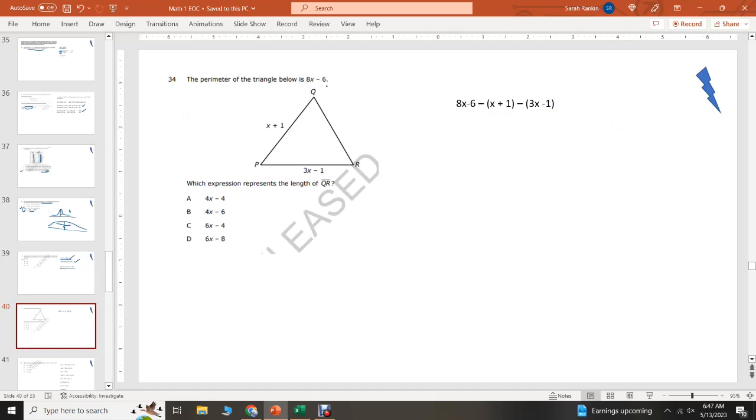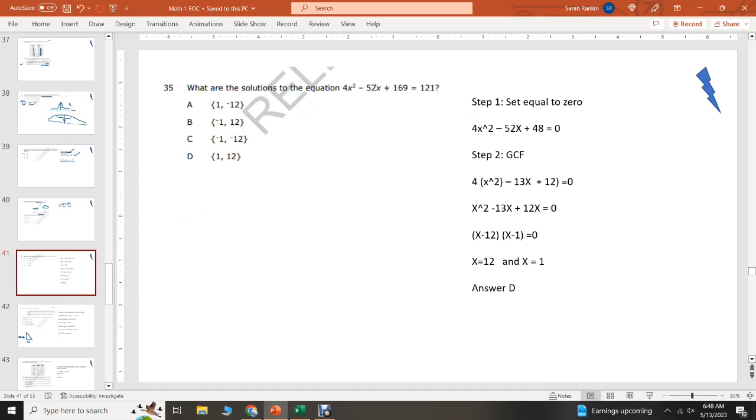All right, the perimeter of the triangle. So perimeter is just distance around. So they give us the total is 8.6. And if we subtract x plus 2 and subtract the other side, we'll get what this side is, right? By taking the total and subtracting this and subtracting this. The key is to make sure you distribute your negative sign in both cases. So this is really a test of whether you can distribute that negative sign.